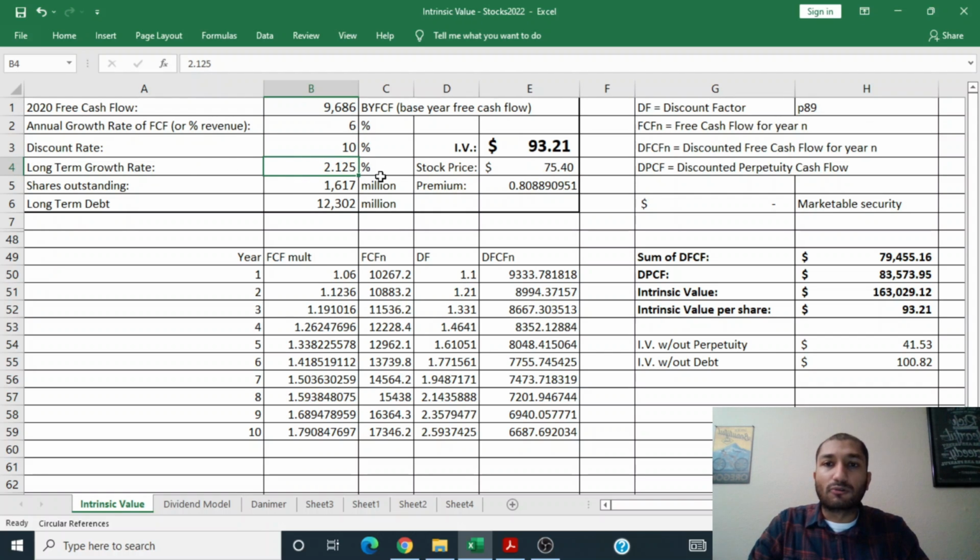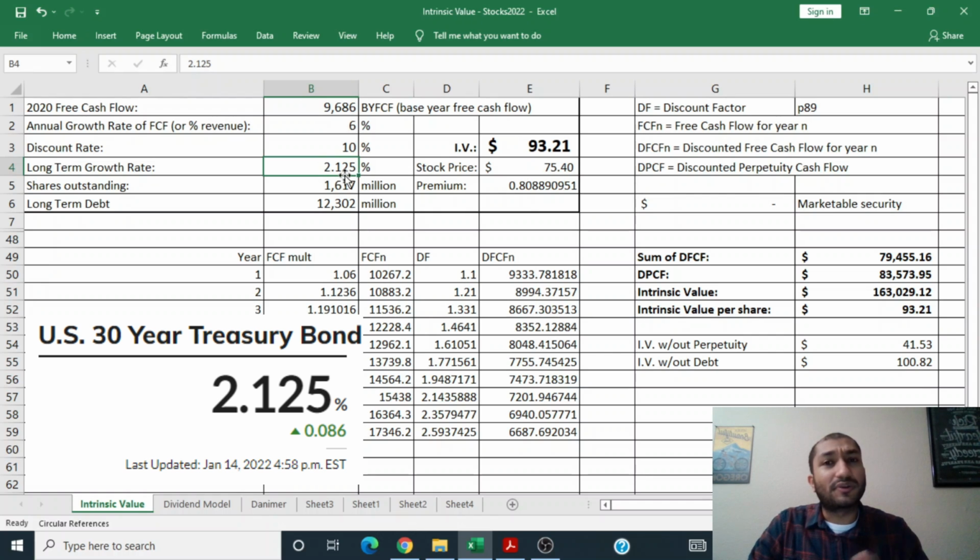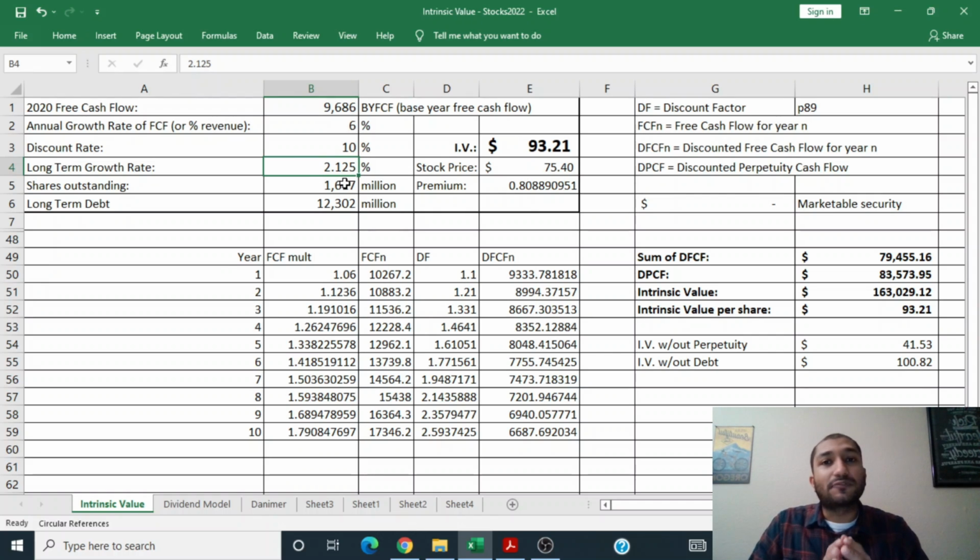Next, I'm using a long-term growth rate of 2.125%. This is the same as the US 30-year Treasury yield. And what this means is I expect Rio Tinto's free cash flow to grow at 2.125% after the 10-year mark into perpetuity. The company has 1,617 million shares outstanding and has a long-term debt of $12,302 million.